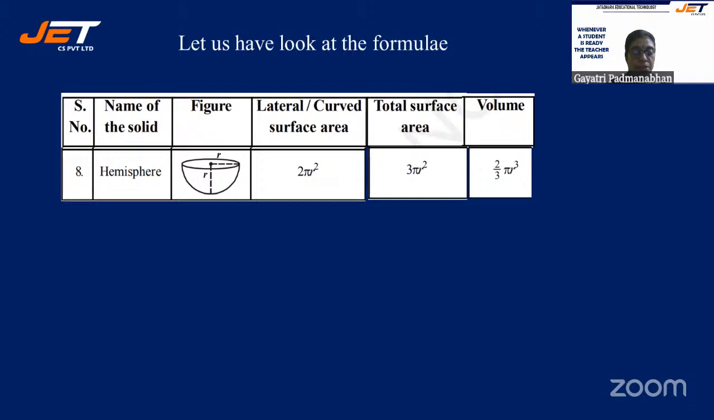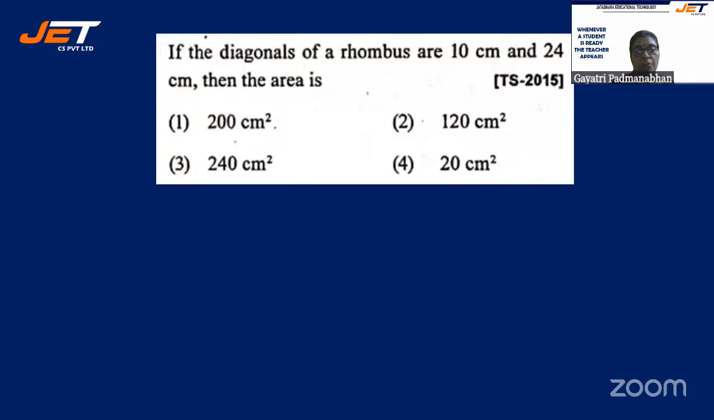All right. So now with this, we are going to start doing the sums. I hope you all have noted down the formulas. See the question. This question was asked in the year 2015. If the diagonals of a rhombus are 10 centimeter and 24 centimeter, what is the area?